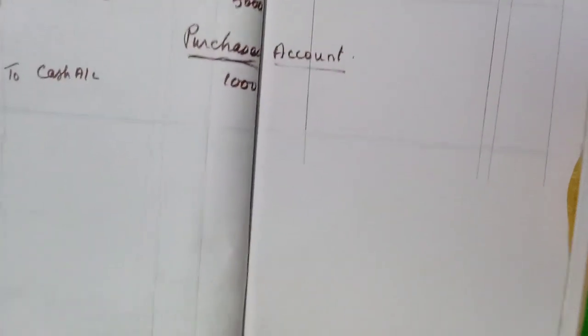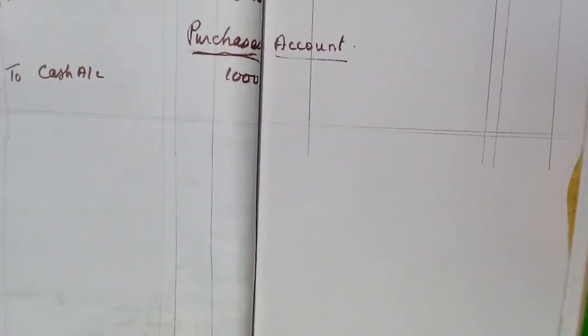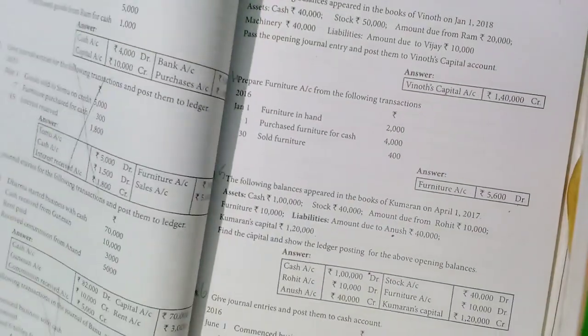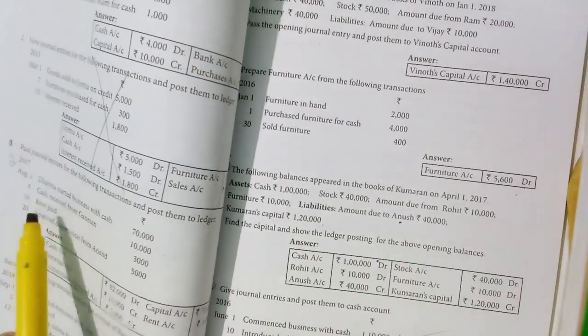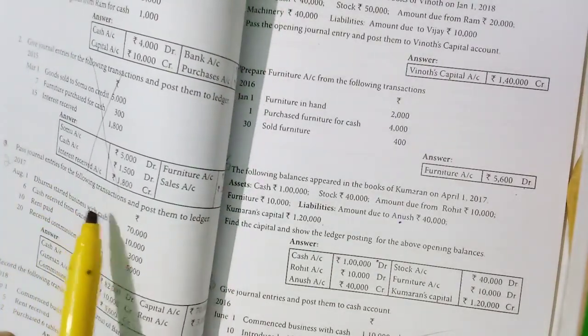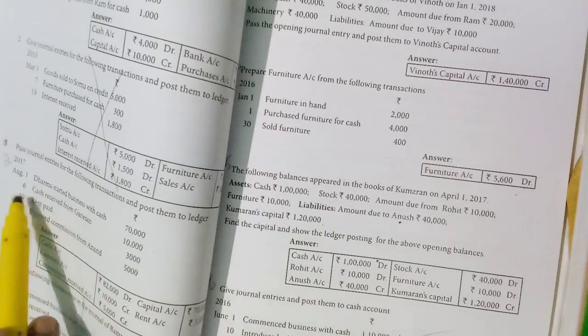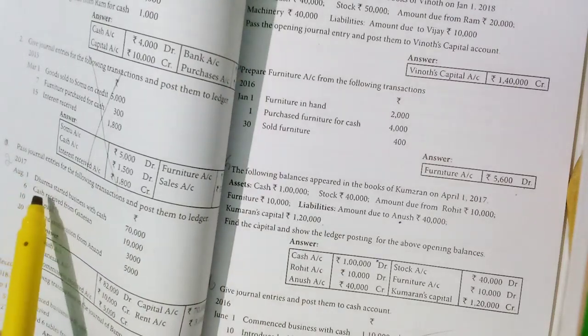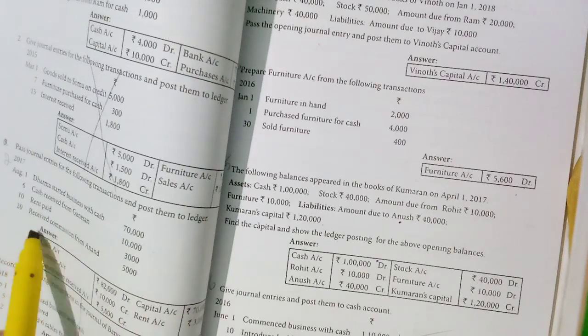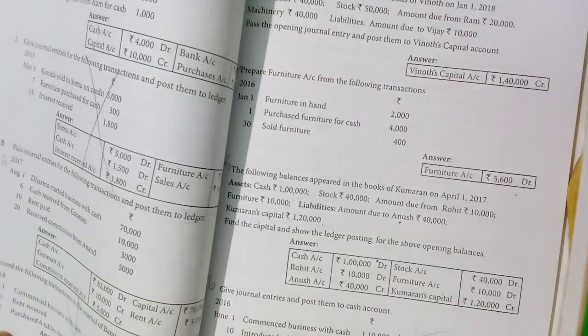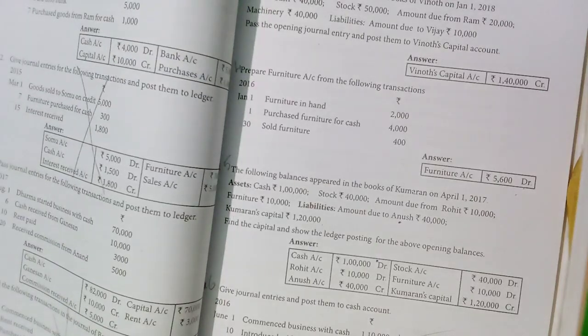First we will pass the journal entries. Okay. Second problem I will read out. Pass journal entries for the following transactions and post them to ledger. 2017 August 1. Dharma started business with cash. Cash received from Ganesan. Rent paid. Received commission from Anand. So we need to prepare the journal entries.